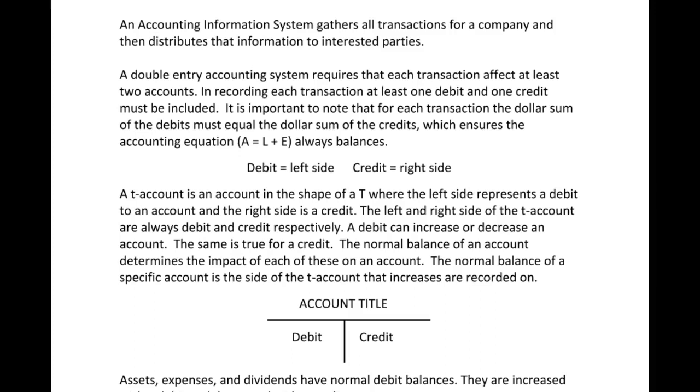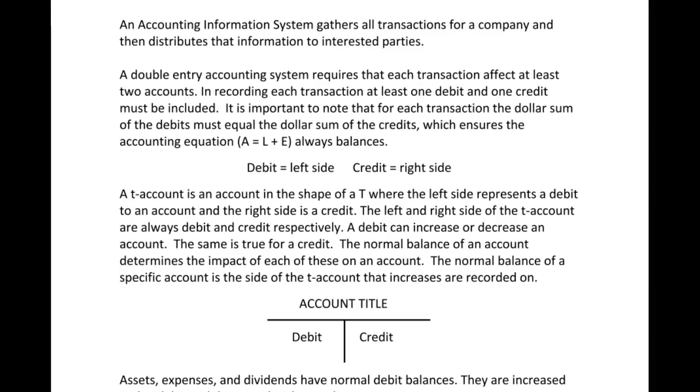All right, so an accounting information system is just the system that gathers all the transactions for a company. So if you think about a company, they buy supplies, they sell inventory, or they perform services. They pay their employees, they pay utility bills. All those are just transactions that we need to account for in order to gather them and then eventually prepare our financial statements so that we can distribute that information to the interested parties, which may be regulators, investors, tax authorities, or whatever the case may be.